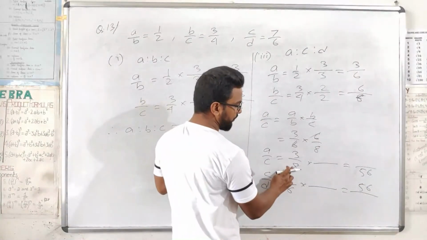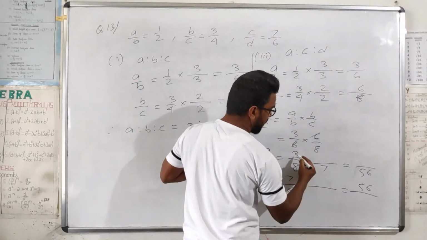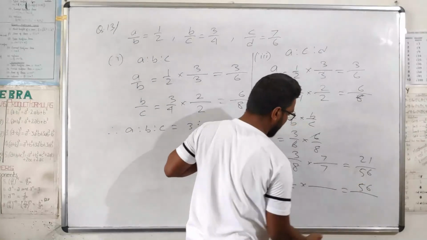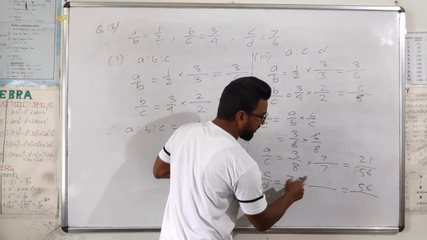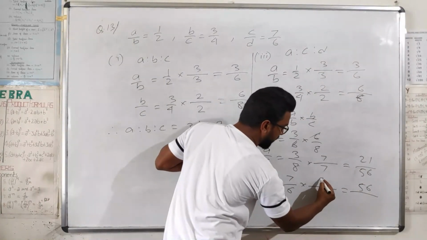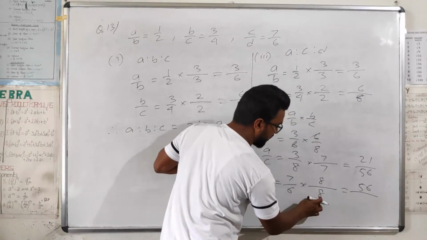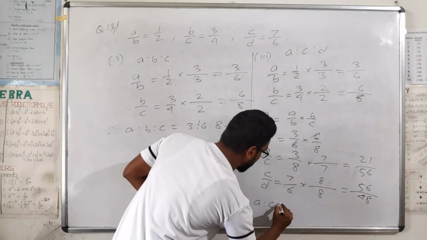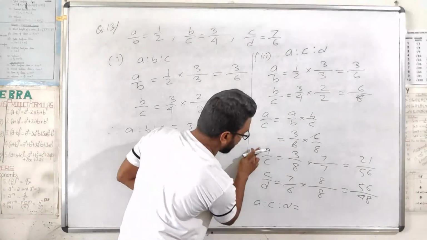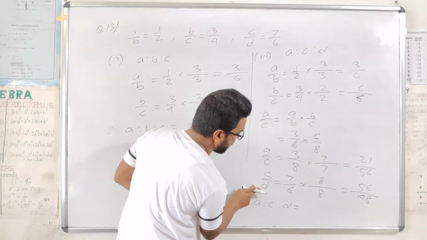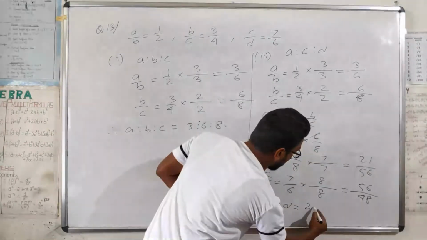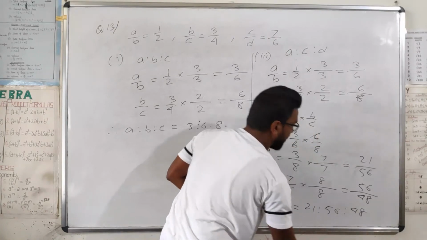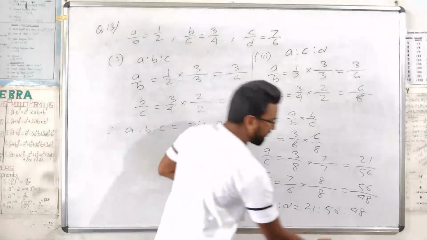Now what you do? 8 how many times? 7 times. So if you put 7 here, here also you have to put 7. 3 7s are 21. So 8 7 how many times is 56? 8, right? So here also 8. So 6 8s are 48. Therefore A ratio C ratio D is how much? A ratio C ratio D. So 21 is to C is 56 and D is 48. So this is how you have to do.